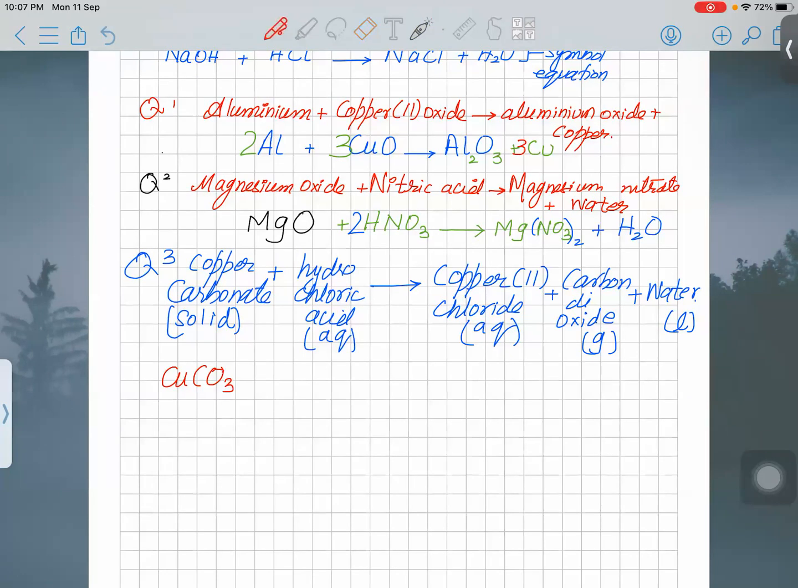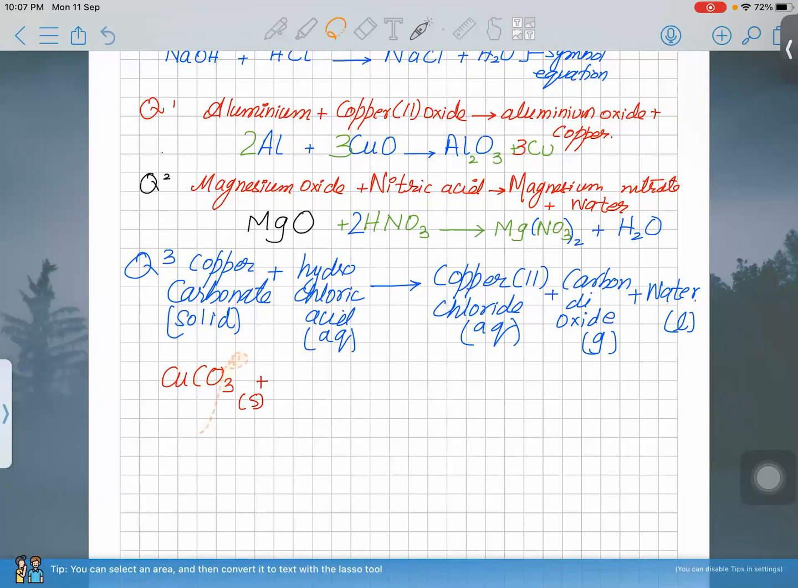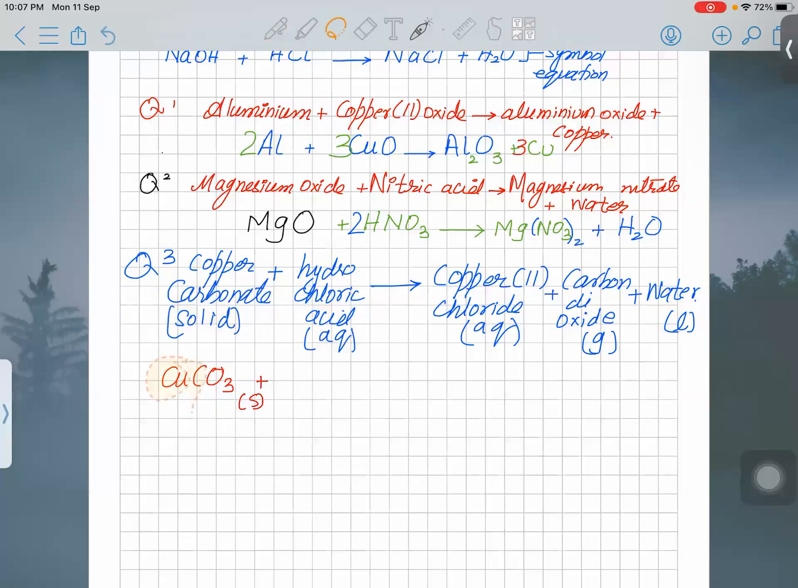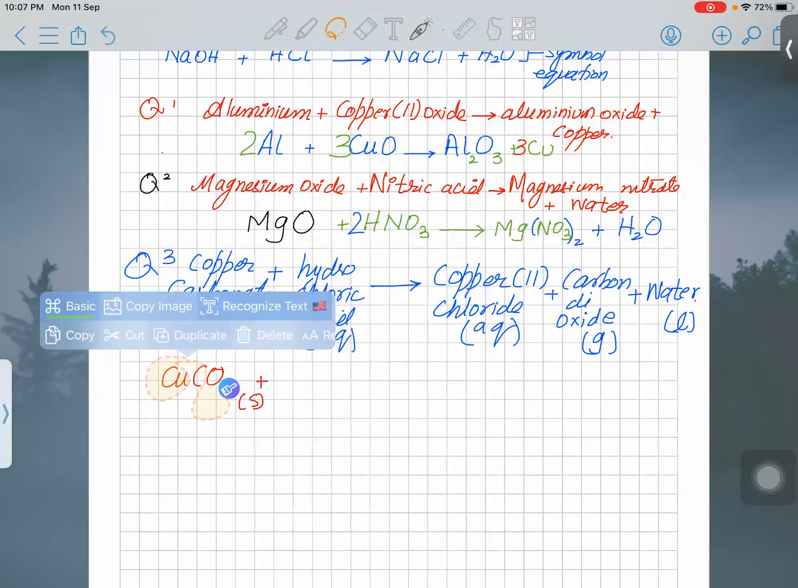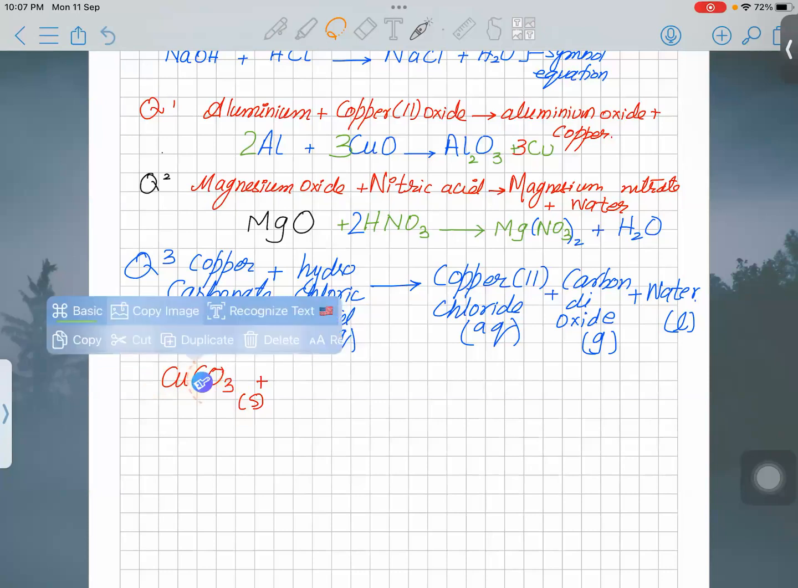So copper carbonate is solid. Sir, if the formula is CuCO3, then after switching, shouldn't it be Cu3CO2? If the valency of carbonate is -3, then you can write Cu3. We always write the charge of carbonate under this and the charge of copper under this. If 3 is already written, then you can use brackets.